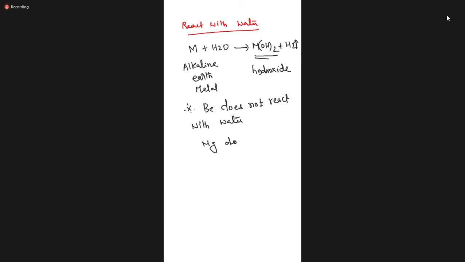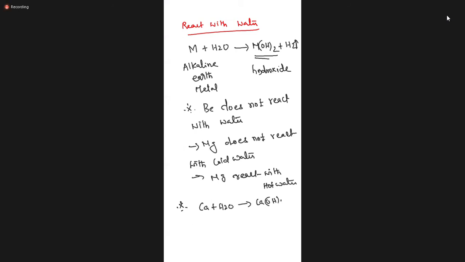Magnesium does not react with cold water, but it reacts with hot water. What type of hydroxides will form? Please listen. Calcium reacts with water to give calcium hydroxide plus H2 gas. This is called slaked lime, otherwise called calcium hydroxide.